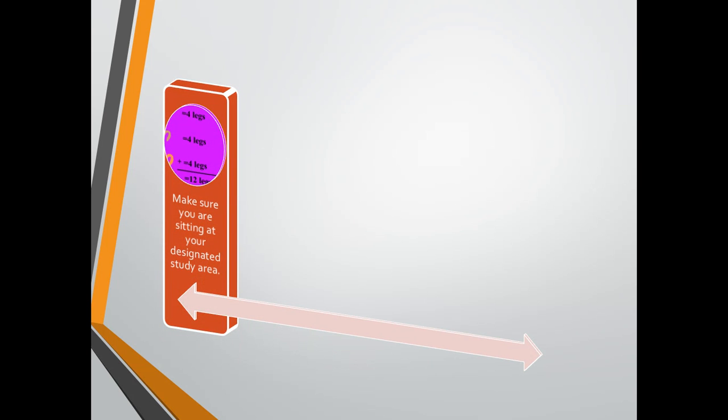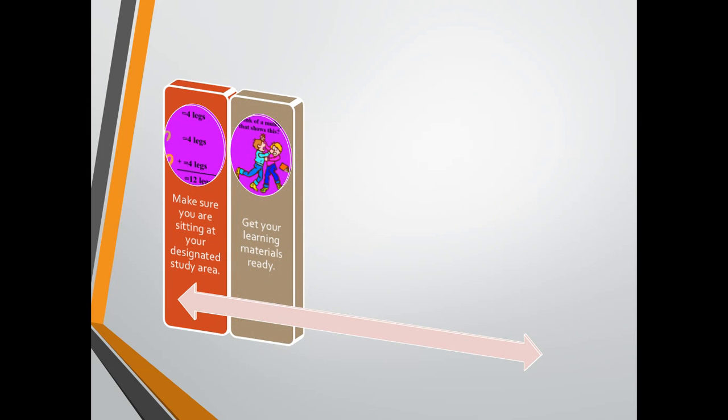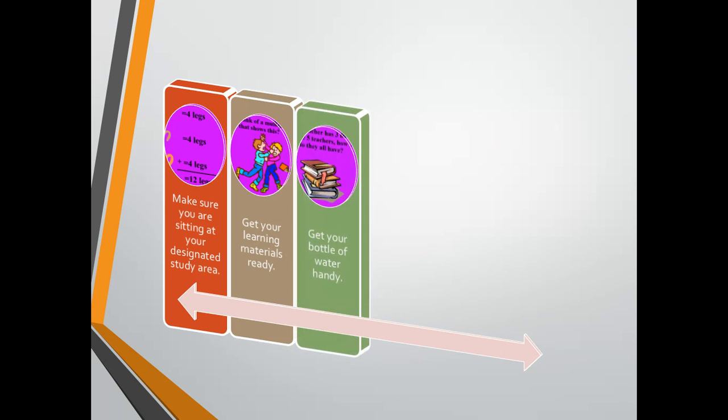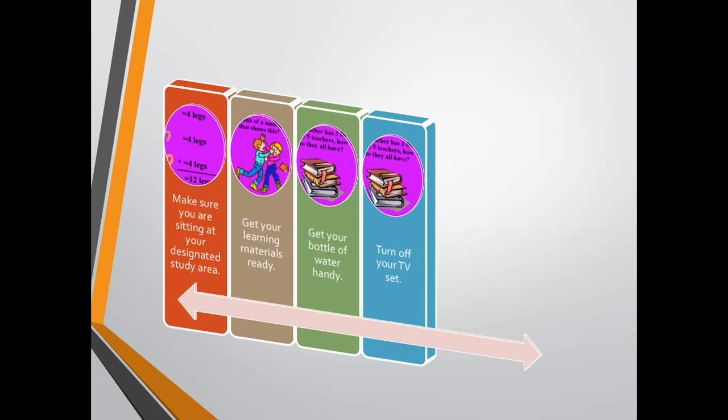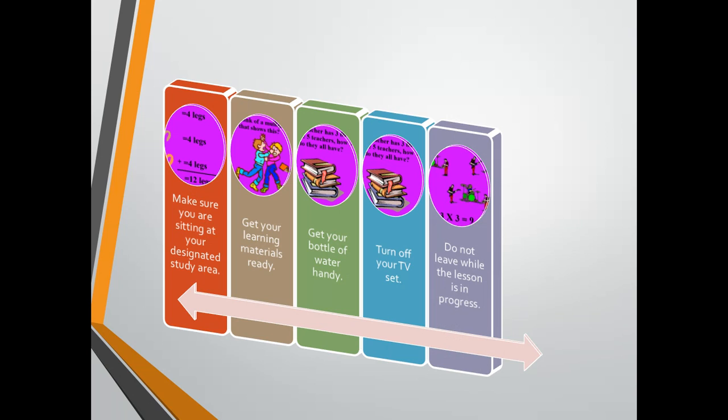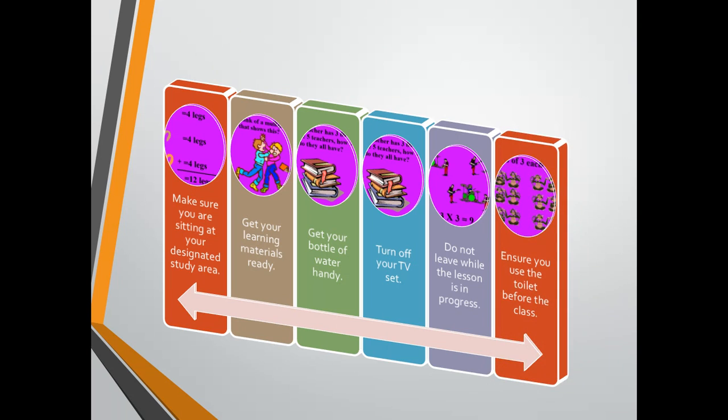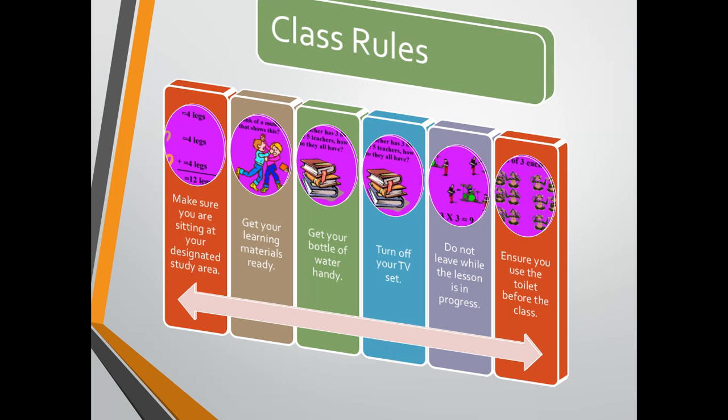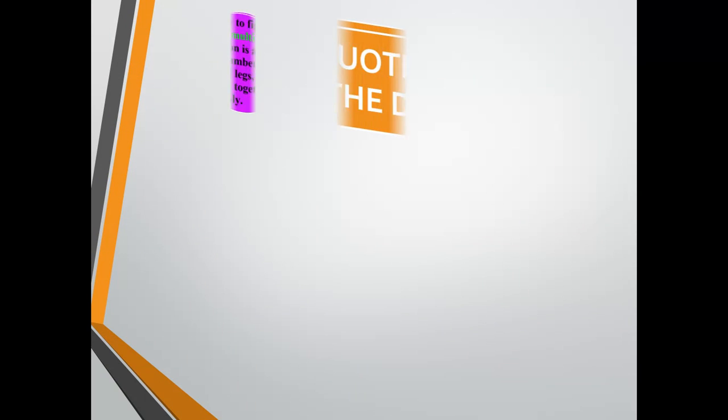Now, listed before you are the class rules. Read it, get a book, write them inside, because we'll need the rules as we go into the class properly. Read it to an adult, read it to yourself, read it aloud. And the last one says, ensure you use the toilet before the class. The class rules.